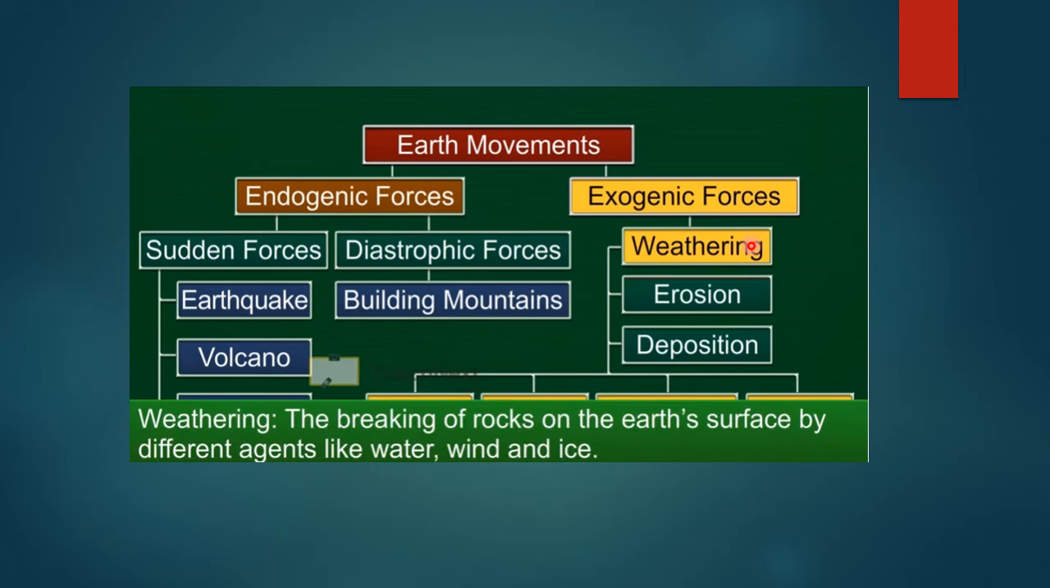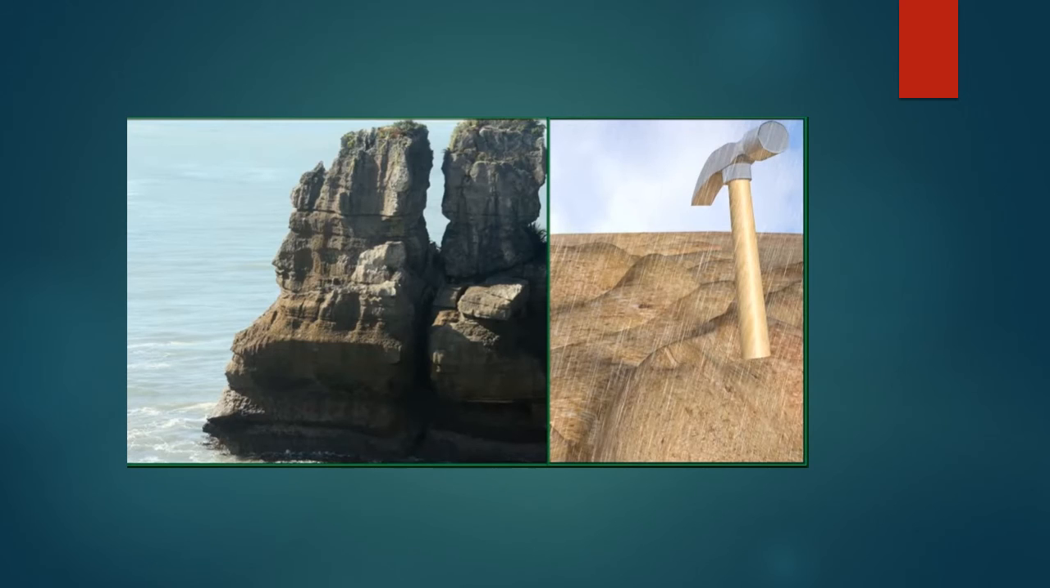Now let us look into what is weathering. Weathering is the breaking of rocks on the earth's surface by agents like wind, water, and ice. When the rocks break up due to these three factors: water, wind, and ice. So children, you see, weathering breaks up the rocks, okay.